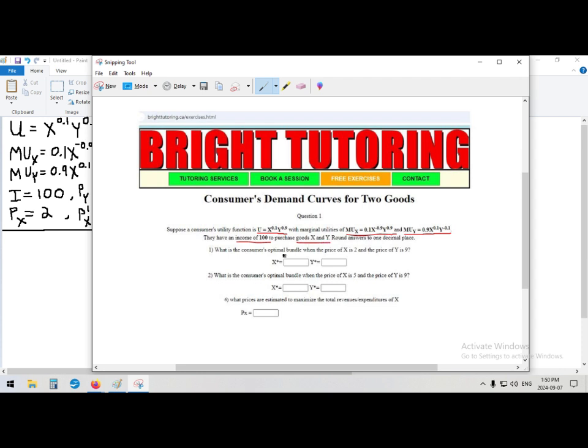What we have to figure out is the consumer's optimal bundle when the price of X is 2 and the price of Y is 9, and then again when the price of X increases up to 5. Once we have those two questions figured out, we can use that information to solve the last question here to figure out what price would maximize the total revenues or expenditures on X. So let's start off here at the top by finding these optimal bundles.